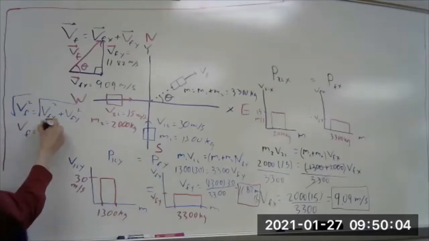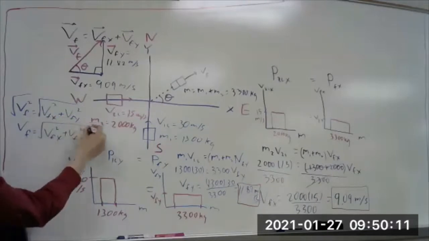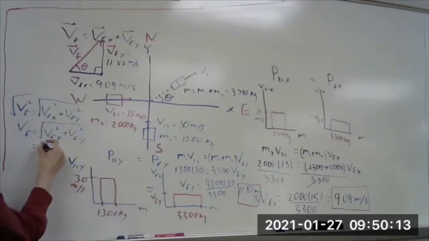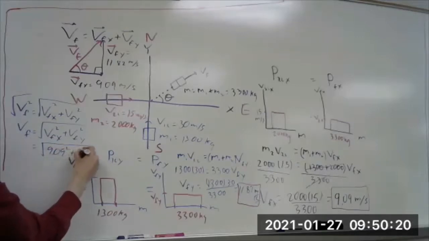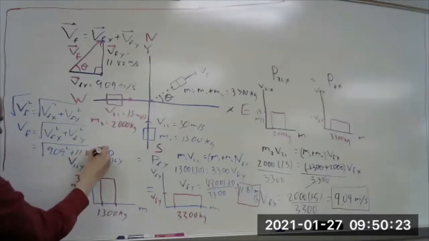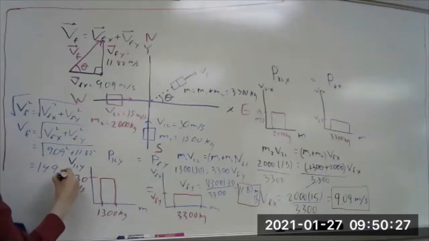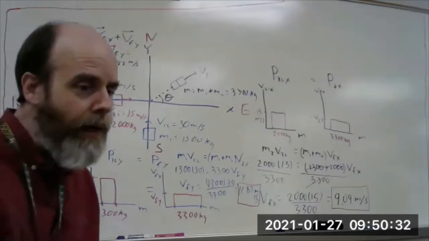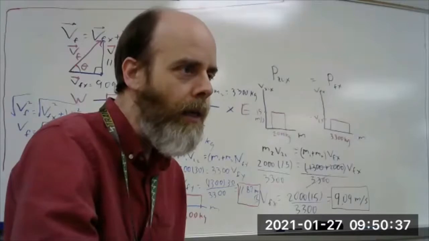So v final equals the square root of v final x squared plus v final y squared, which is the square root of 9.09 squared plus 11.82 squared. And that thing is 14.9 meters per second. So that's how we find the magnitude of the resultant velocity.